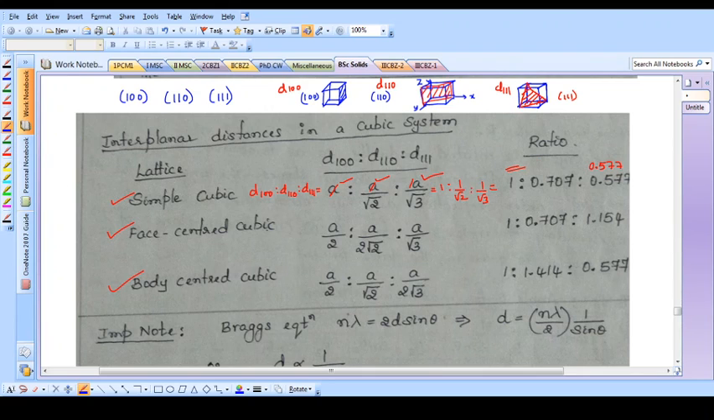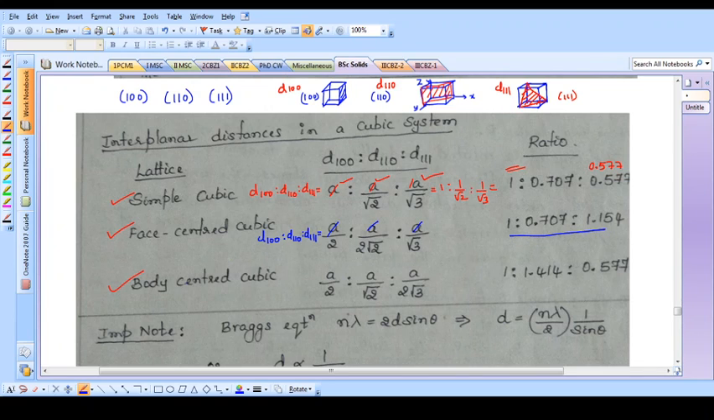Suppose it is a face-centered cubic, then the ratio D100 is to D110 is to D111 is given by A by 2 is to A by 2 root 2 is to A by root 3. Again, if we cancel this common term A and simplify, it is 1 is to 0.707 is to 1.154.